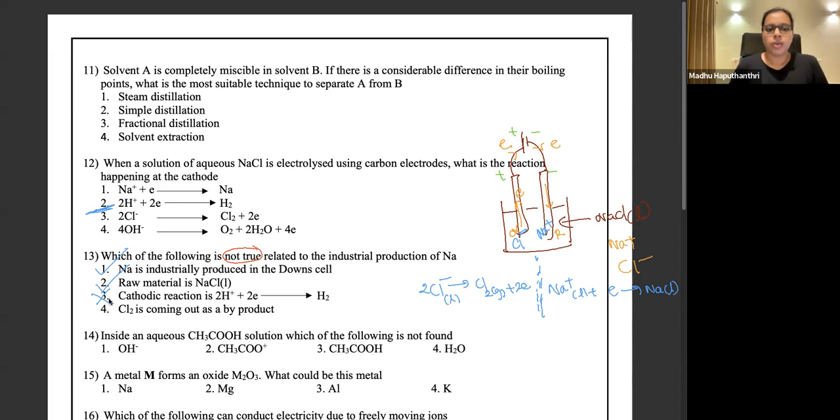And the fourth one, Cl2 is forming as a byproduct. Yes? See, from the oxidation, Cl2 is coming out as a byproduct. Correct. So the not true statement is the third one. Is that electrolysis clear? So stay mindful whether we are dealing with sodium chloride liquid or sodium chloride aqueous.